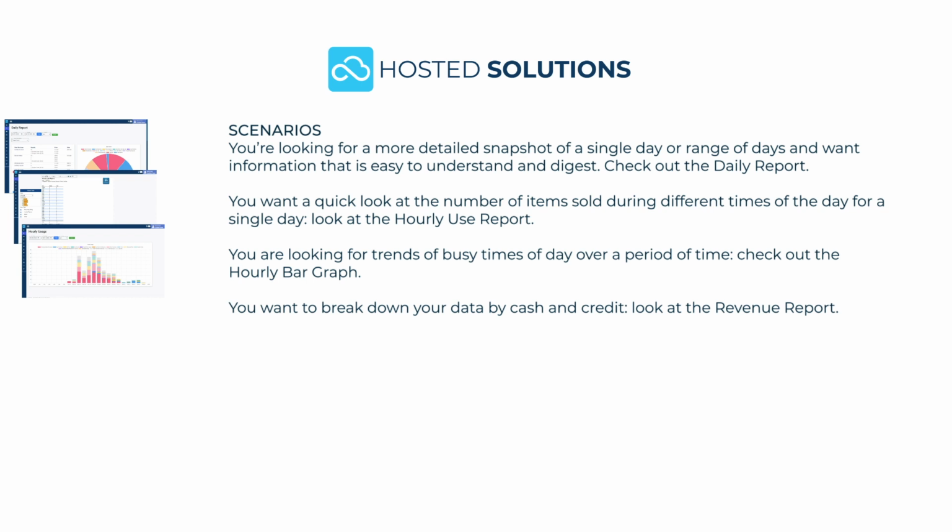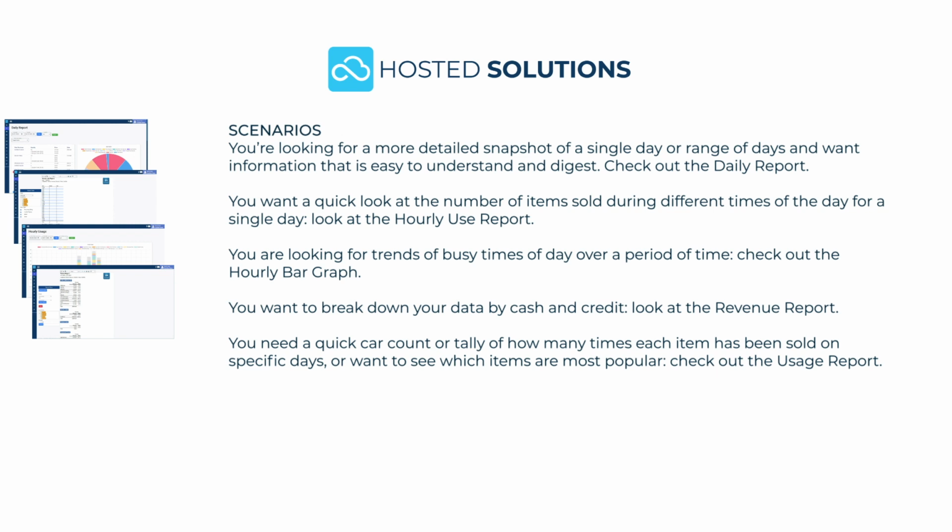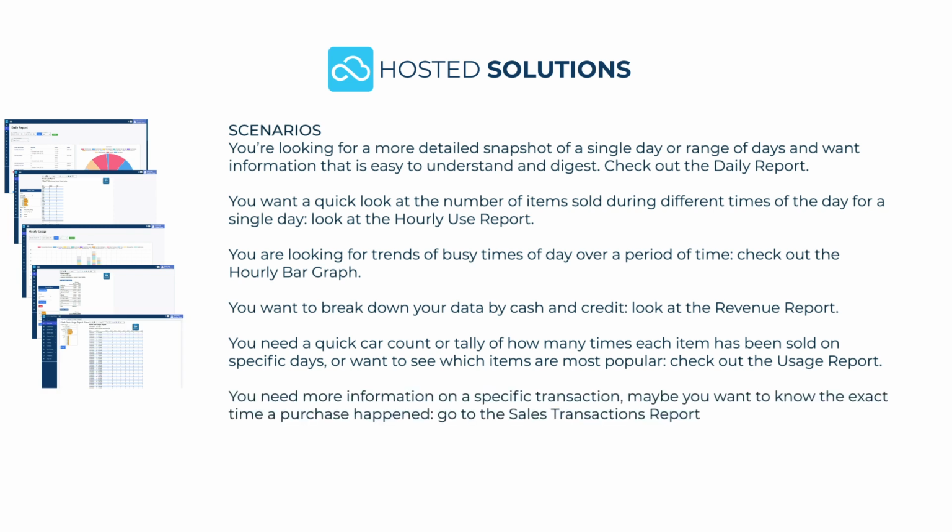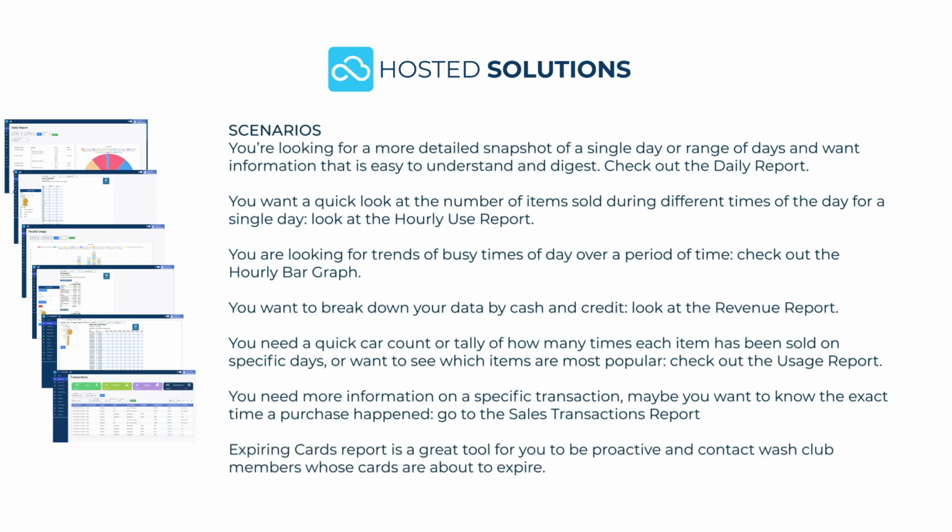4. You want to break down your data by cash and credit. Look at the revenue report. 5. You need a quick card count or tally of how many times each item has been sold on specific days, or maybe you want to see which items are the most popular. Check out the usage report. 6. You need more information on a specific transaction. Maybe you want to know the exact time a purchase happened. Go to the sales transaction report. 7. The Expiring Cards report is a great tool for you to be proactive and contact Wash Club members whose cards are about to expire.